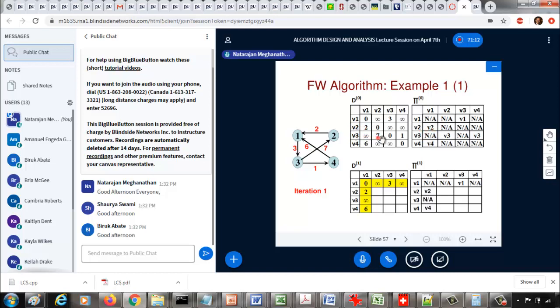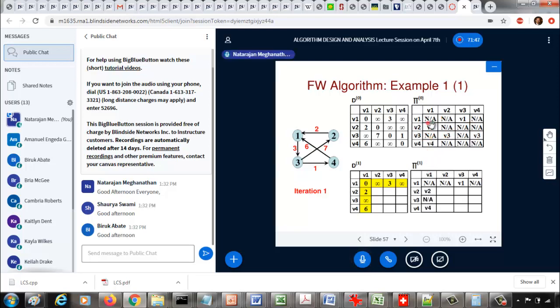Now V3 to V2, there's an edge, so V3 is the predecessor. V3 to V4, there's an edge, so V3 is the predecessor. Now V4 to V1, there's an edge, so V4 is the predecessor. That is why I said if you have an edge from U to V, U is the predecessor for V. So that corresponding row ID itself is the predecessor to begin with. V1 is the predecessor for any edge to any of those vertices. V2 is the predecessor to any of the vertices, and so on.